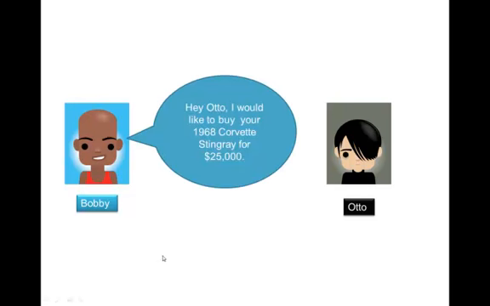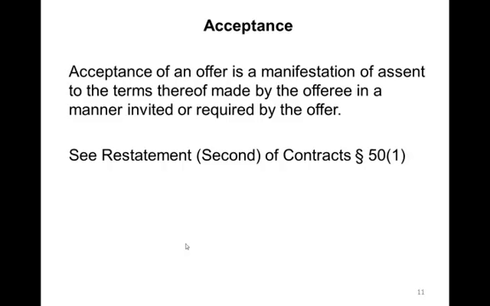So here's an example. Here's Bobby. He says, "Hey Otto, I would like to buy your 1968 Corvette Stingray for $25,000." That's an offer. He's manifested an intent to enter into an agreement, right? $25,000 for the Corvette in a way where Otto would know his assent is invited, and if he assents, will seal the deal. What about acceptance?